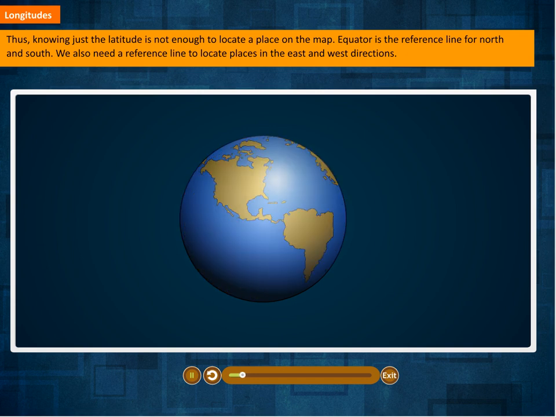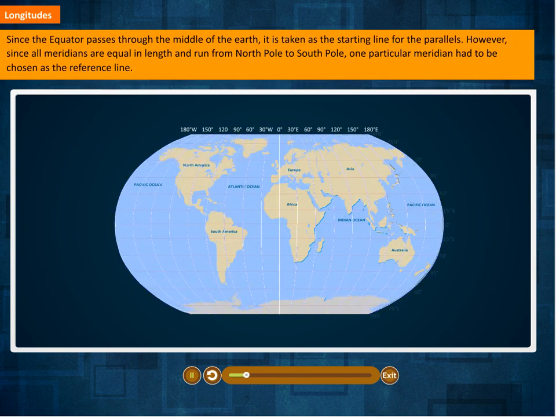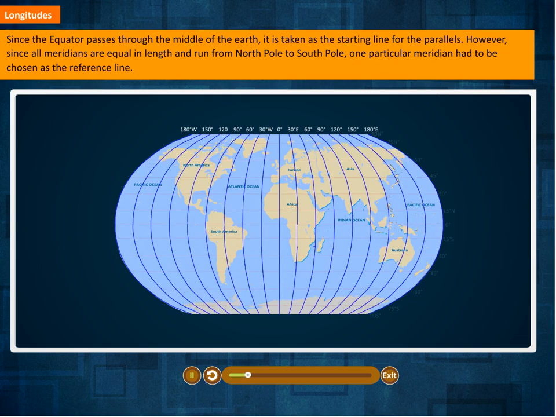Equator is a reference line for north and south. We also need a reference line to locate places in the east and west directions. Since the equator passes through the middle of the earth, it is taken as the starting line for the parallels. However, since all meridians are equal in length and run from North Pole to South Pole, one particular meridian had to be chosen as the reference line.